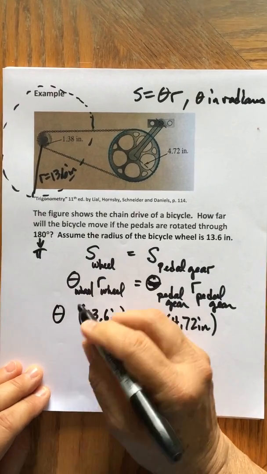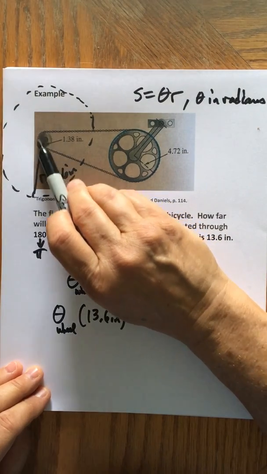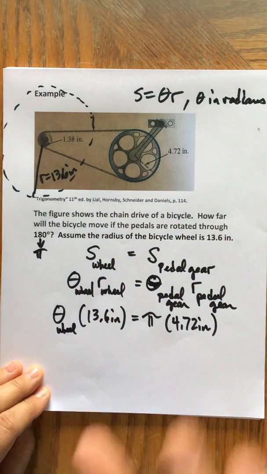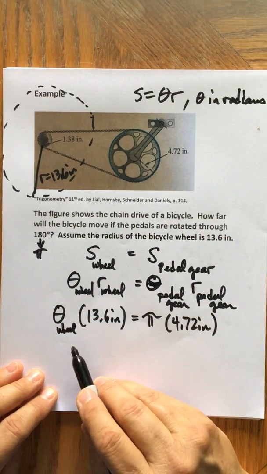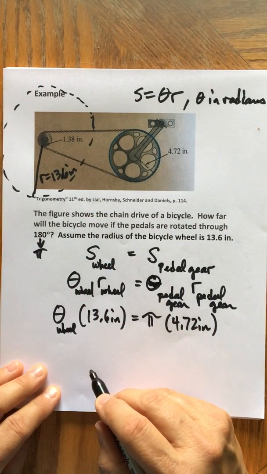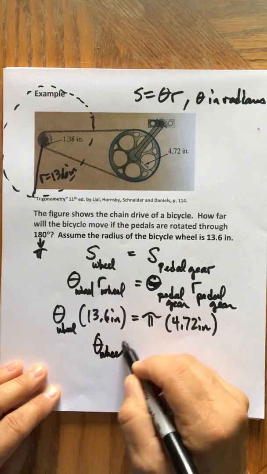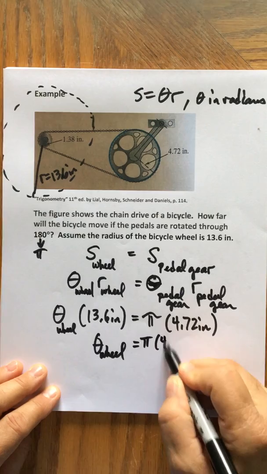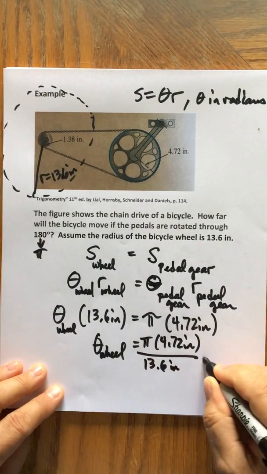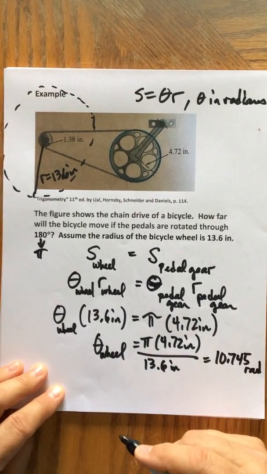So we're going to find out through what rotation the wheel goes. But remember, once we know what rotation this goes through, it's the same rotation as the big wheel because they're attached to each other, and so they go the same revolutions. So when you do this, you're going to get that theta of the wheel is pi times 4.72 inches divided by 13.6 inches, which is going to give you about 10.745 radians.